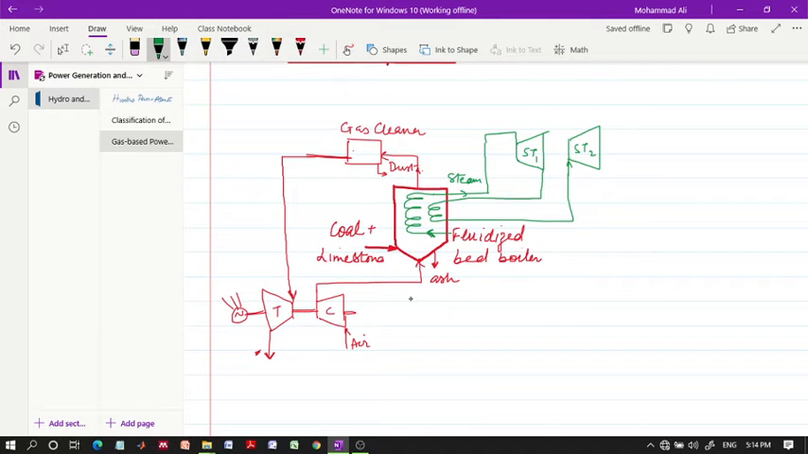ये इसको क्या बोलते थे? रीहीटर. Okay, we reheat our steam and feed it back to another turbine. These are connected in the same shaft, and this will run our 3-phase alternator. अब ये जो expelled steam है, इसको क्या करना है? हमें ठंडा करना है.